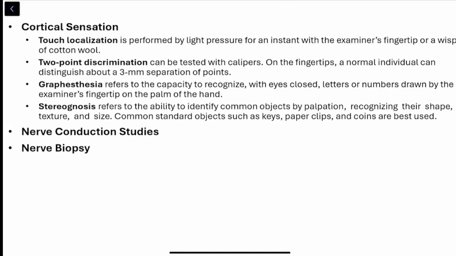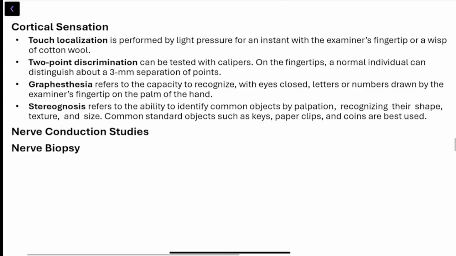Touch localization is performed by light pressure for an instant with the examiner's fingertip or a wisp of cotton, right? First cortical sense is touch sensation. Touch is the first sensation. Touch localization, we will tell the patient to localize the touch where I have just touched.